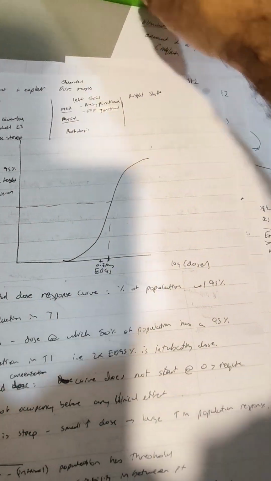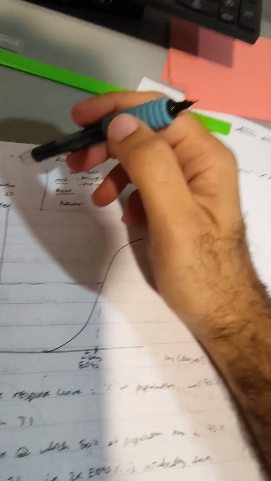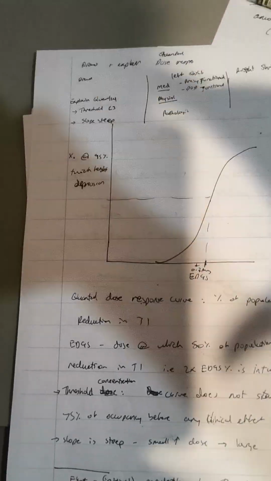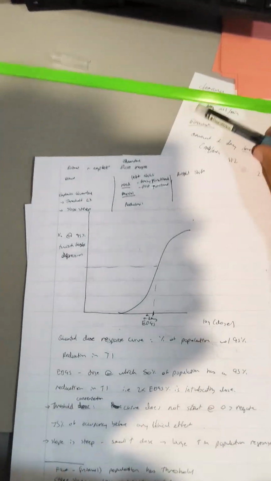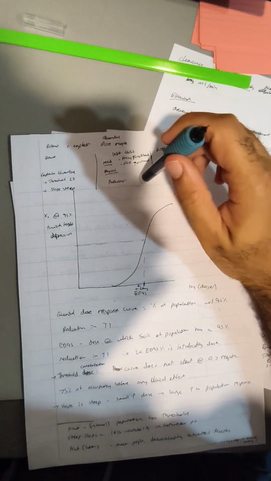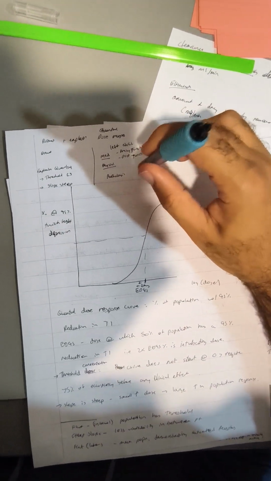So first you have to draw a quantal dose response curve. Explain what the quantal dose response curve is, and the threshold and the steepness. And then the second part of the question is describe left and right shift.